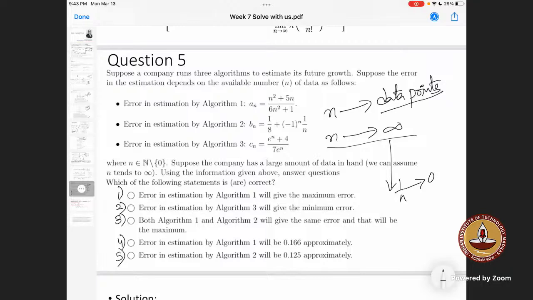Once you get the errors, try to compare and find which algorithm is giving the maximum error and which is giving the minimum error. I will explain once everyone solves it. Most of you are getting 1, 4, 5, which are the correct options.